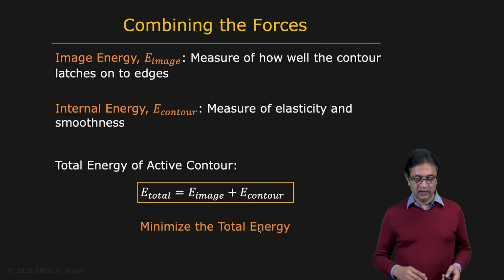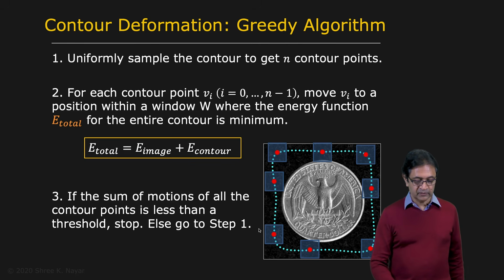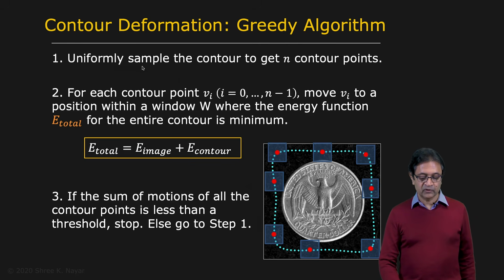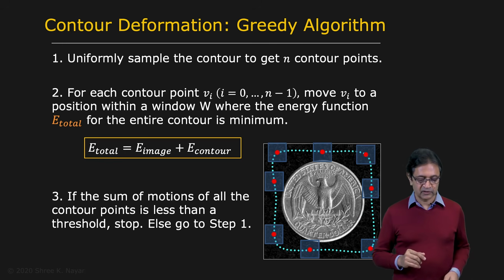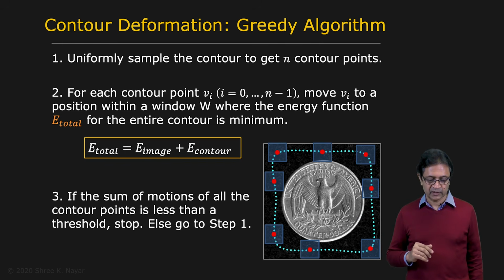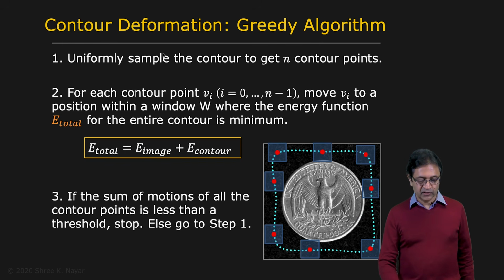Now let's come back to our greedy algorithm. What we do is uniformly sample the contour to get n contour points. This seems like a minor technicality, but it is a very important point. We're going to come back after each iteration and uniformly sample the contour again to get these n points. If you don't do that, you're going to go off in a weird direction. You need to do that uniform sampling again for each iteration.